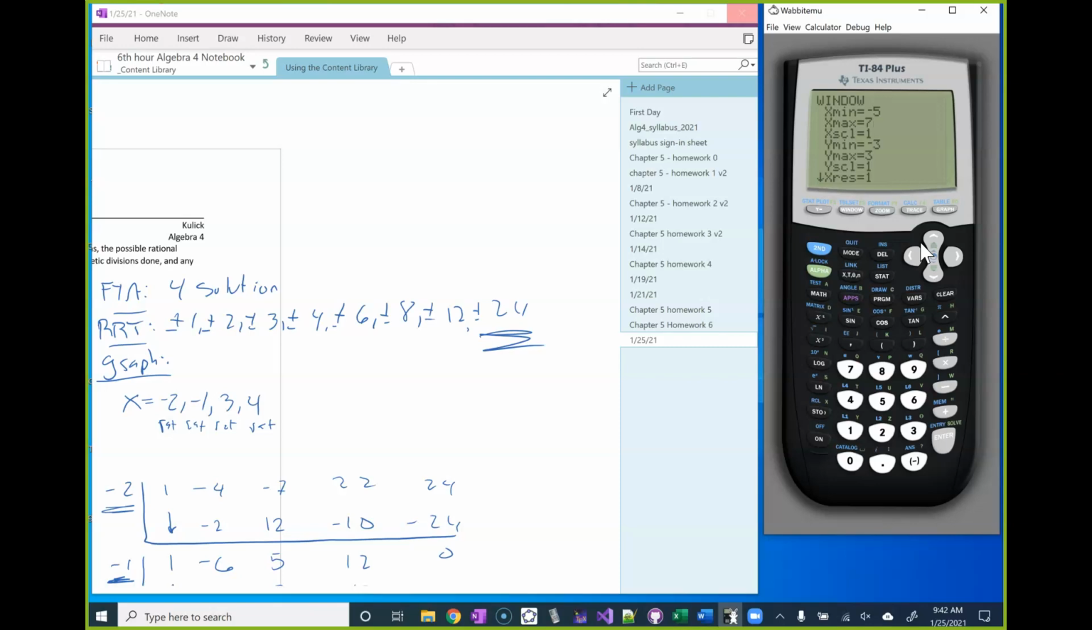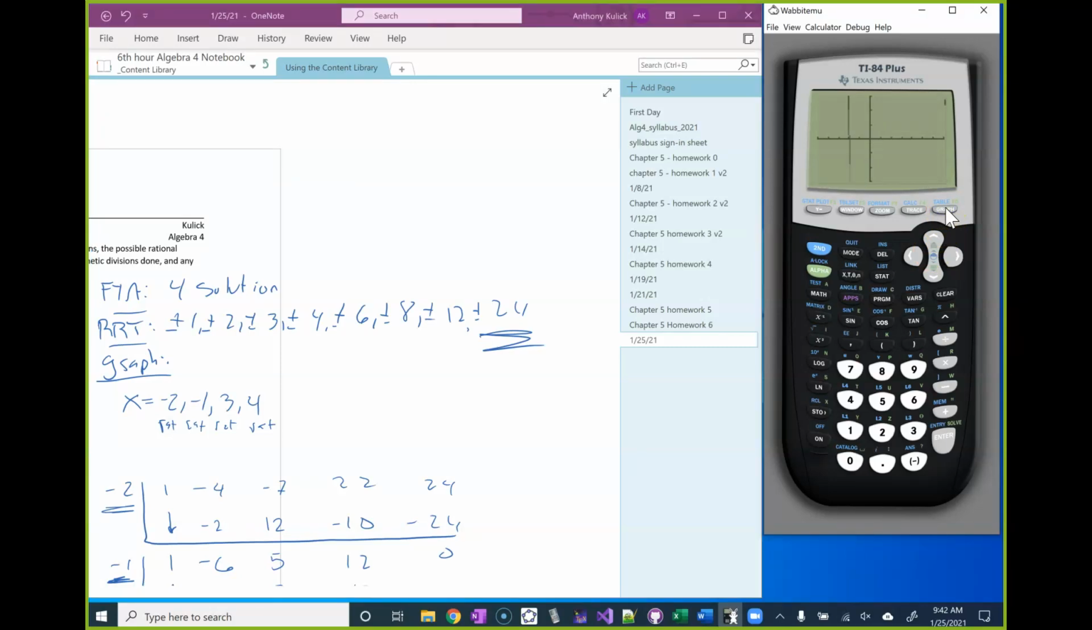So again, I'm looking at x-intercepts. That was negative 2. So that's where I'm getting the numbers from and how I'm using my calculator to do that. You're welcome.